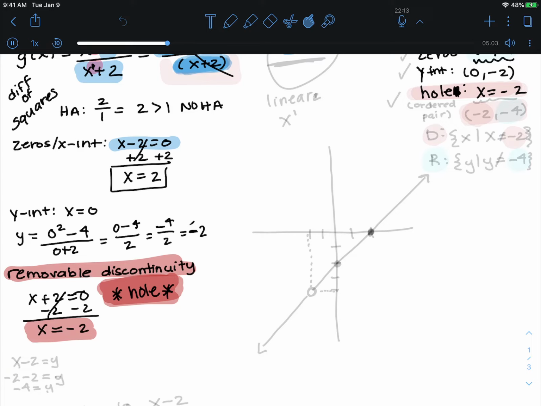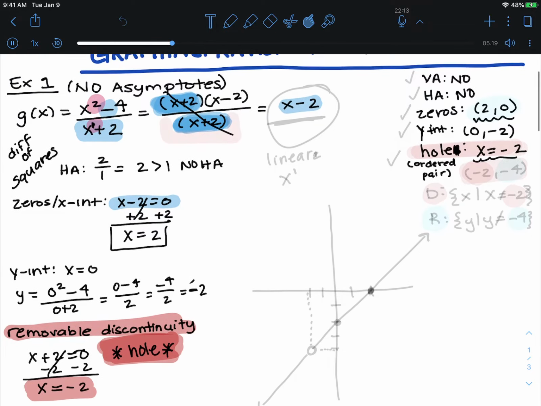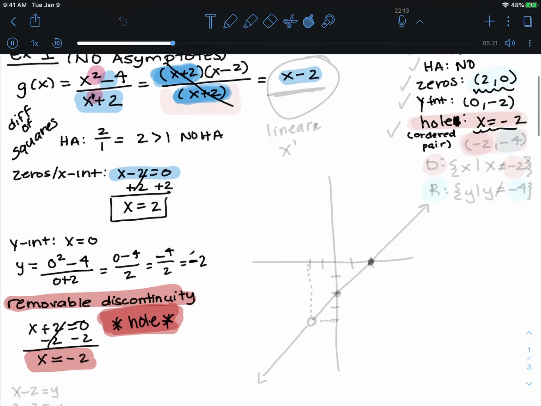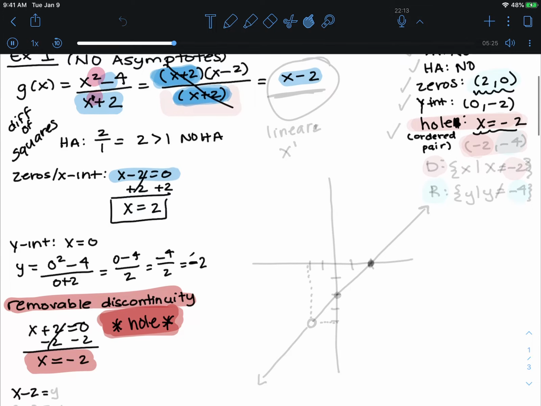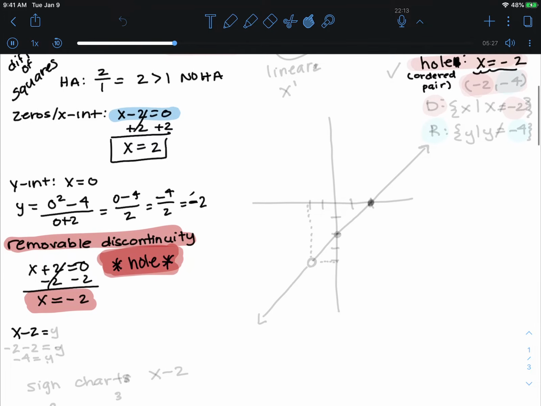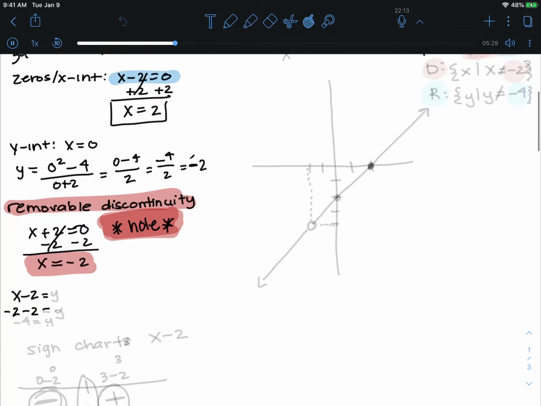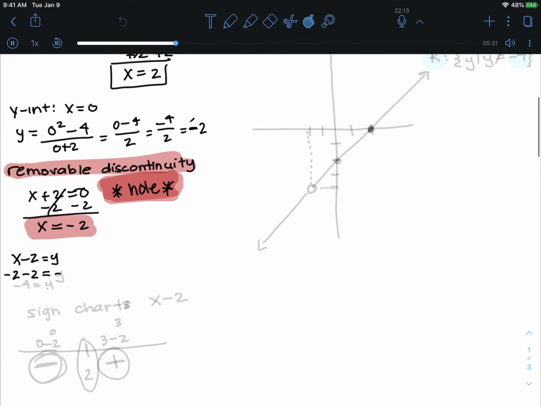Let's go ahead and find the domain and range. Well, this hole is actually going to be an ordered pair, so we actually need to find the y value. What you can do is just get the x and plug it in here. To find the y value for the hole, we use what we got left, which was x minus 2. So we're just going to substitute a negative 2. Now I'm going to have negative 2 minus 2, which is going to be negative 4.